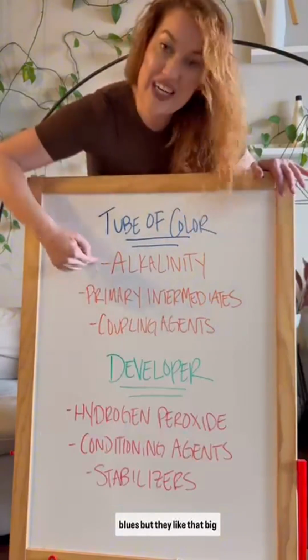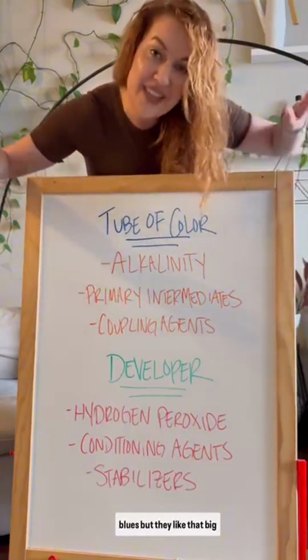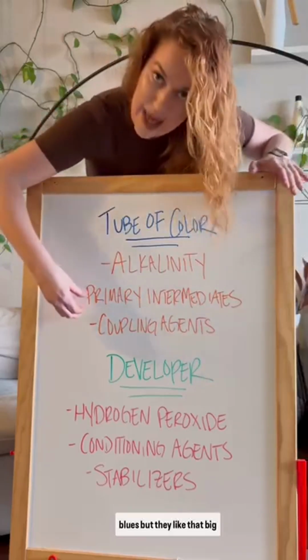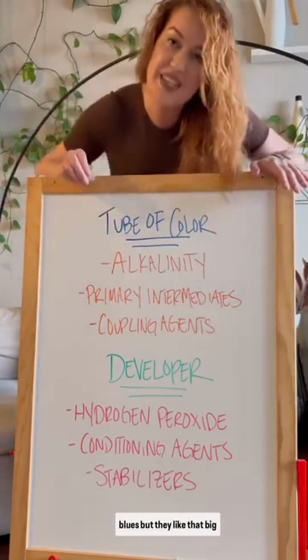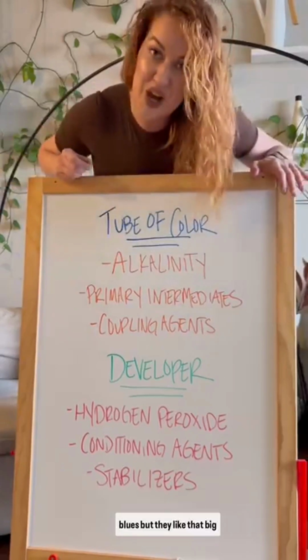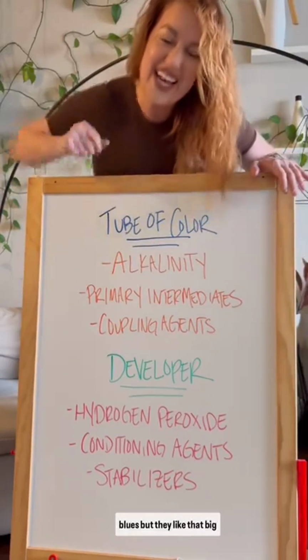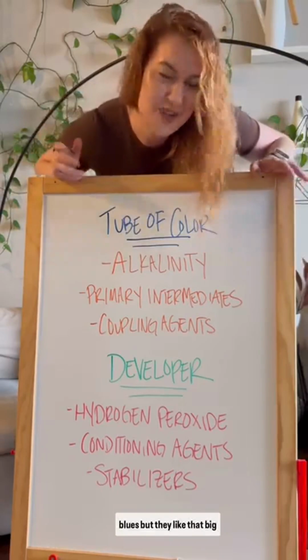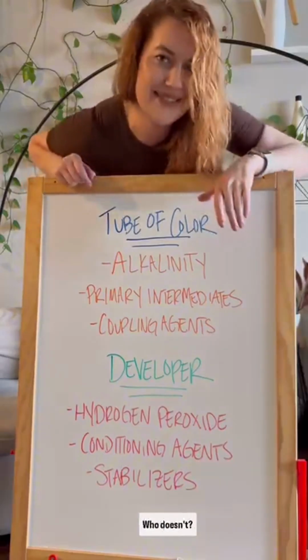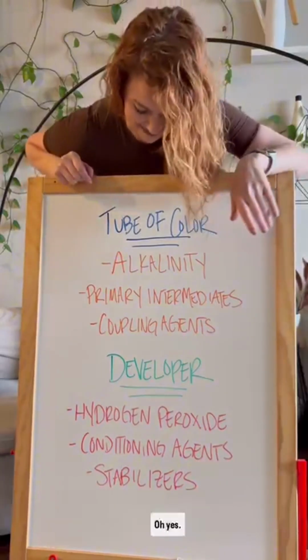Now, because this alkalinity has lifted the cuticle and lifted the cortex, this primary intermediate can take this coupling agent inside the cortex of the hair. Once it gets in there, it finds the proteins, those color proteins inside your hair, and attaches to the lipophilic tail, which is just a fancy word for big butt. They like that big booty. Who doesn't? Where was I?